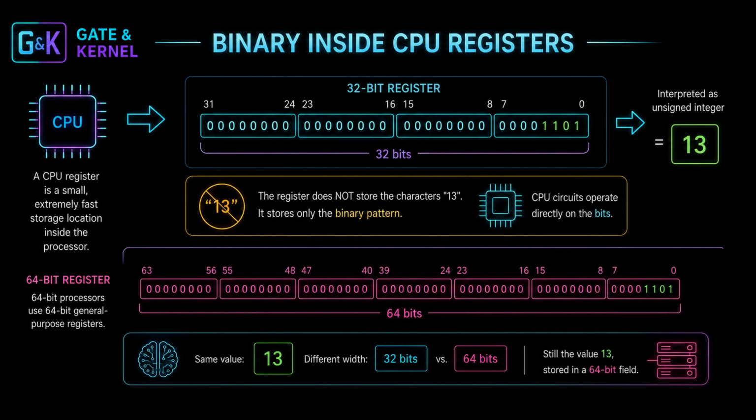1101. If we interpret this pattern as an unsigned integer, it represents decimal 13. But the register does not store the characters 1 and 3. It stores only the binary pattern. The CPU's arithmetic and logic circuits operate directly on those bits. A 64-bit register works the same way, but it can hold 64 bits instead of 32.